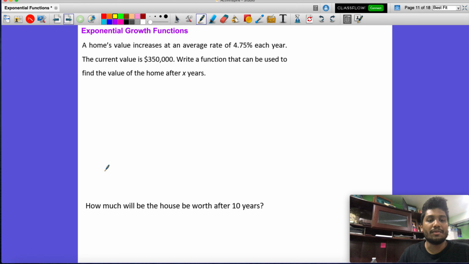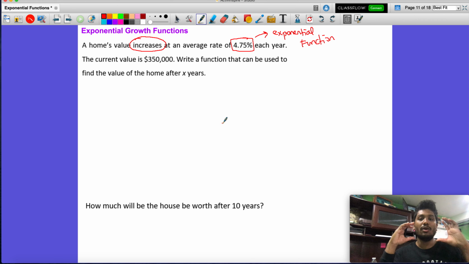All right, let me see if we have time for one more. All right, this one says now a home's value increases at an average rate. So it's increasing. Again, these are the words that you really want to circle right here. Increases at an average rate of 4.75% each year. Now, I know I haven't mentioned this yet, but generally speaking, whenever you're dealing with percents, you're dealing with exponential functions. Anything dealing with a percent, exponential function. Okay, the current value is $350,000. Write a function that can be used to find the value of the home after x years.